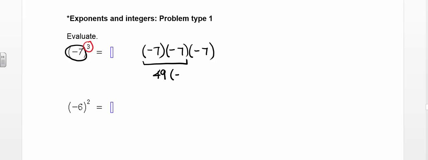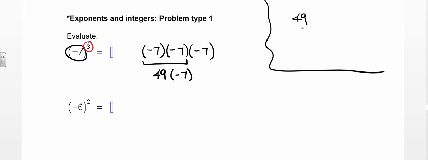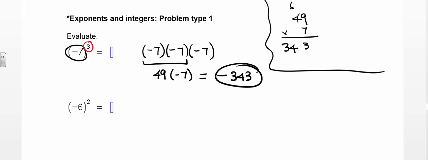And I still have another -7 I need to multiply. And if I don't know what that is, I'll just go ahead over on my scrap paper area and take 49 times 7, and I get 63, carry the 6, and I have 343, and remember it's negative. Don't forget that my final answer is negative, so I get -343.